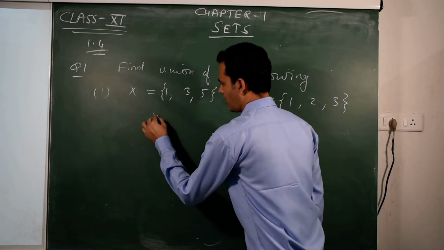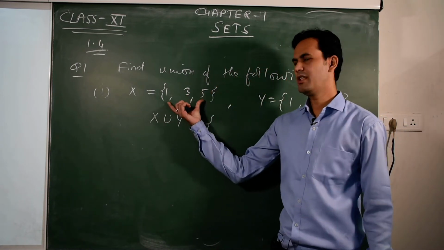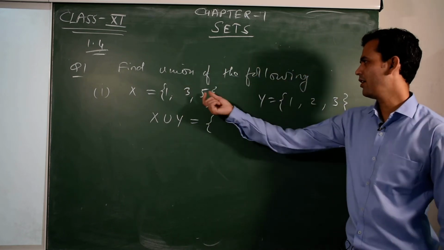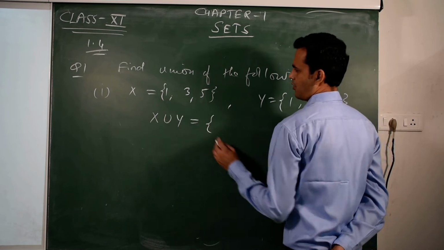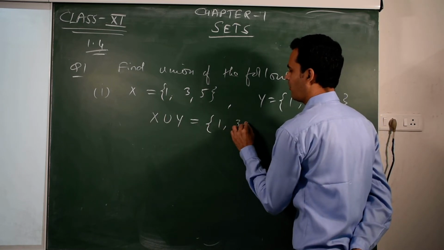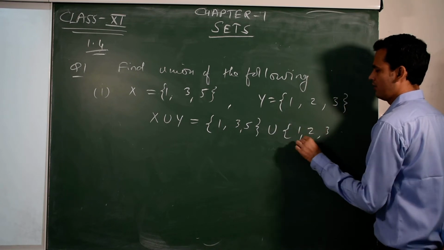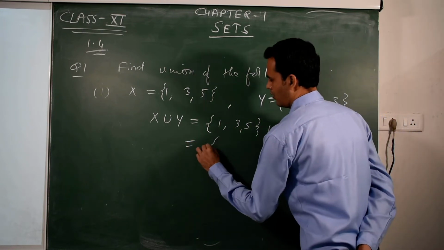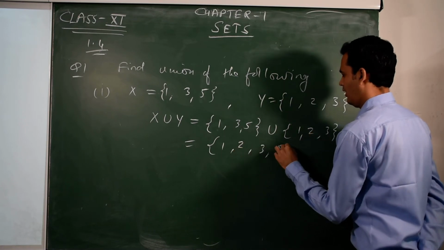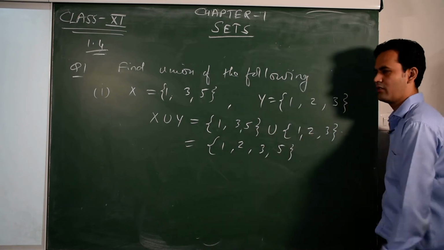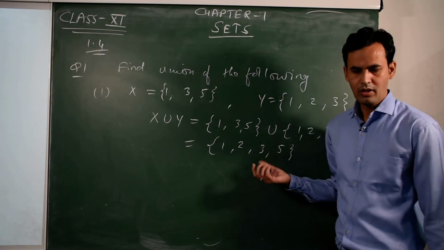So, union of x and y. Union means all elements of x, all elements of y, and common elements we write only one time. So, all elements of x 1, 3, 5, union 1, 2, 3. So, 1, 2, 3 and 5. Common elements we write only one time. So, x union y is 1, 2, 3 and 5.